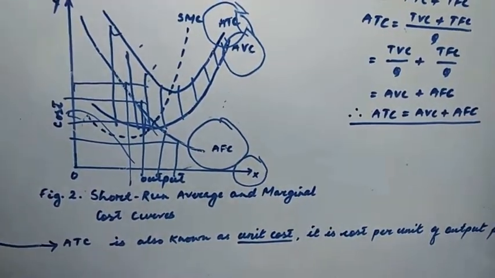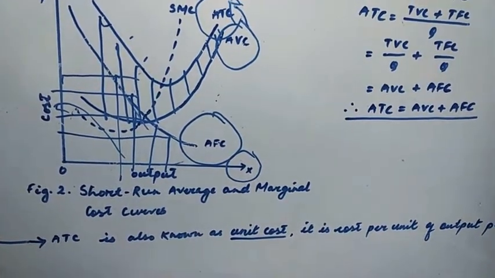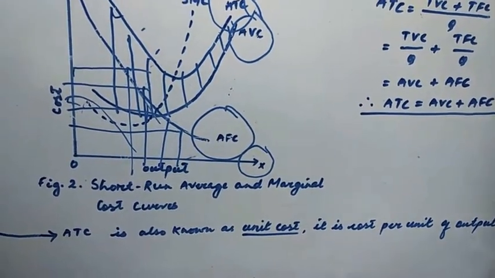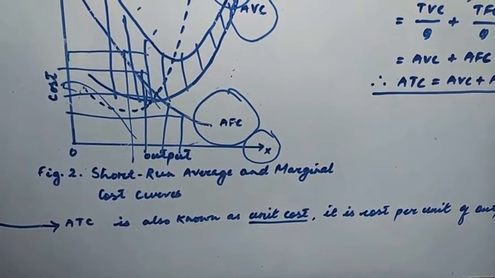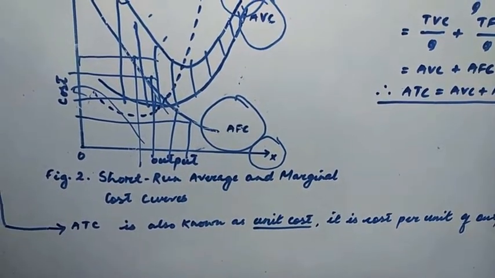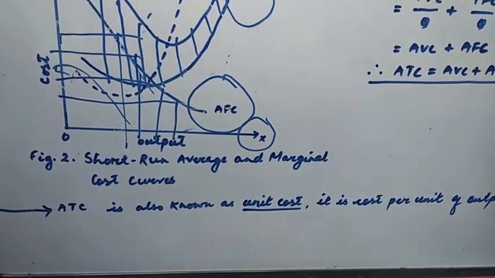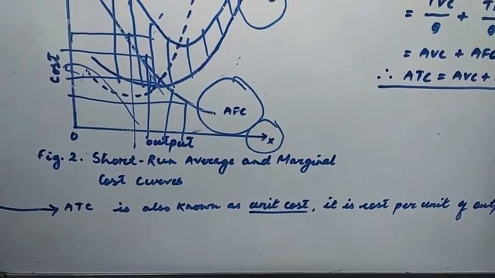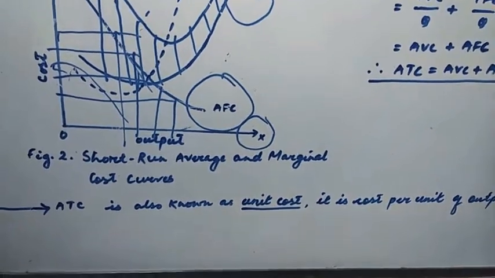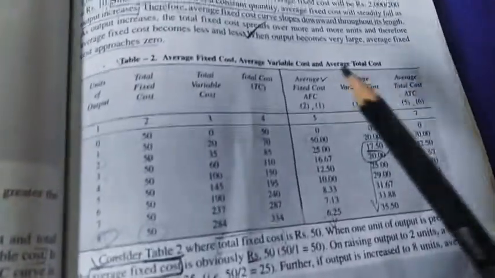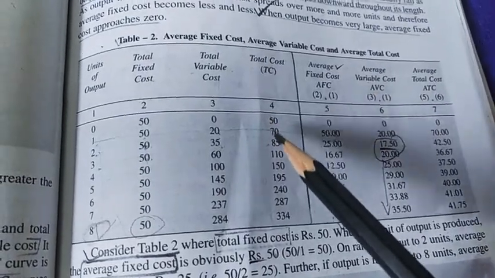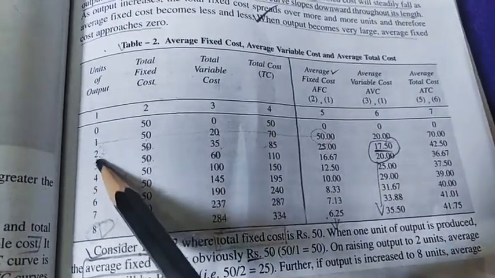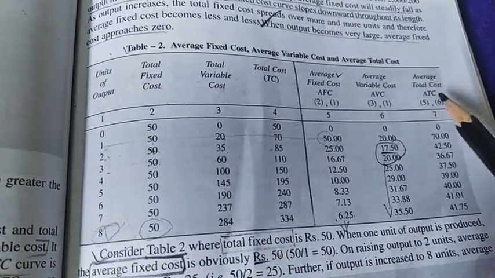And alternatively, the average total cost can also be obtained by dividing the total cost by the number of units of output that is produced. So that is another way of obtaining average total cost. So we divide this total cost by the number of units that is produced to get the average total cost.